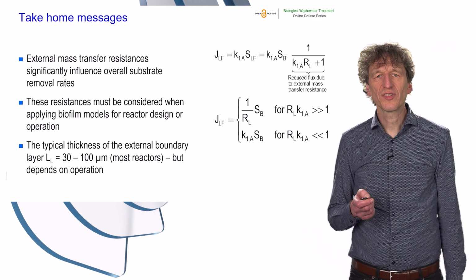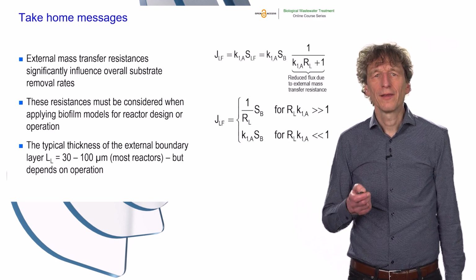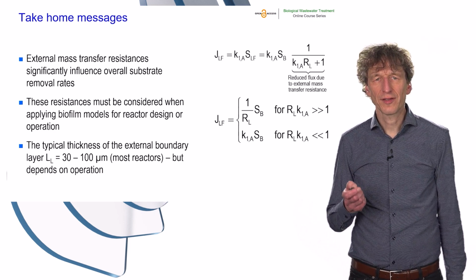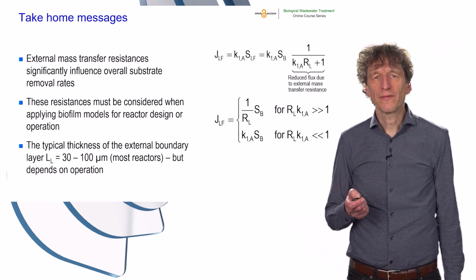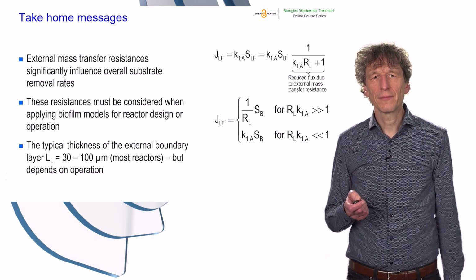We derived solutions making the following assumptions. Mass transfer in the external mass transfer boundary layer is by diffusion only. Substrate flux at the surface of the biofilm must equal the flux in the boundary layer.